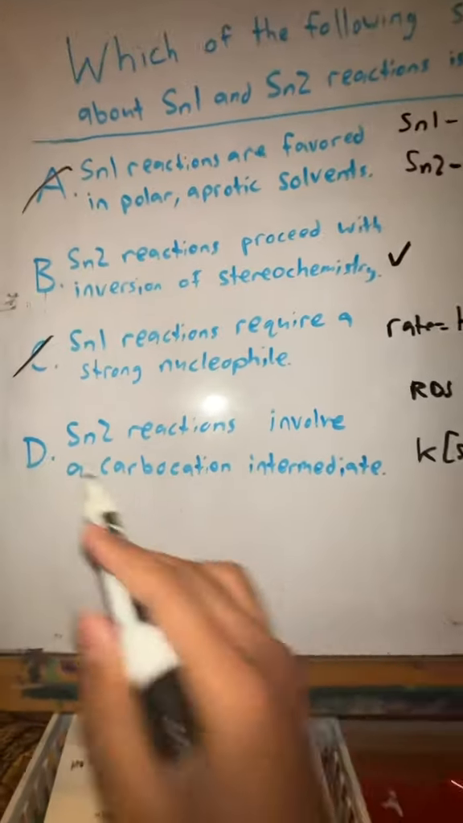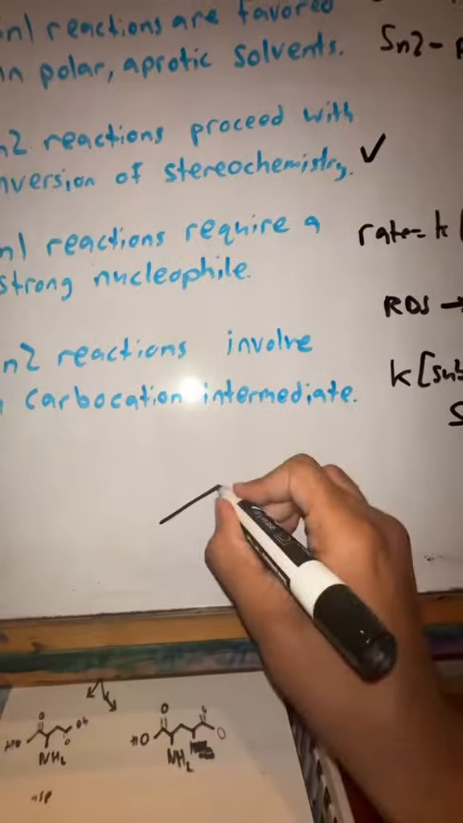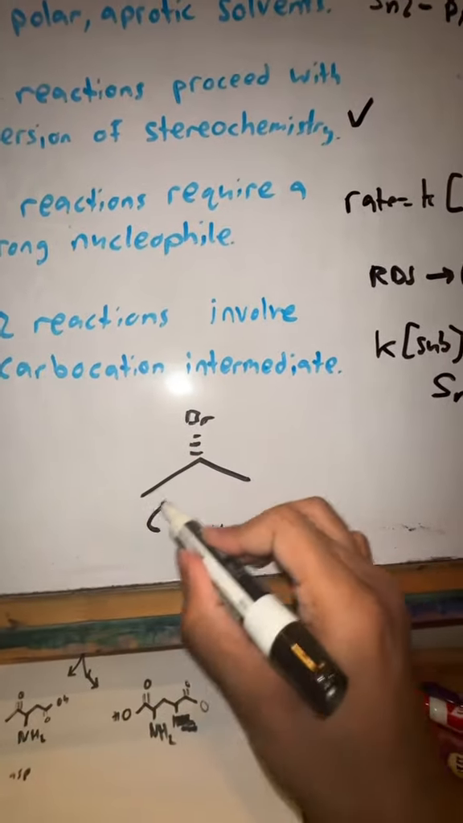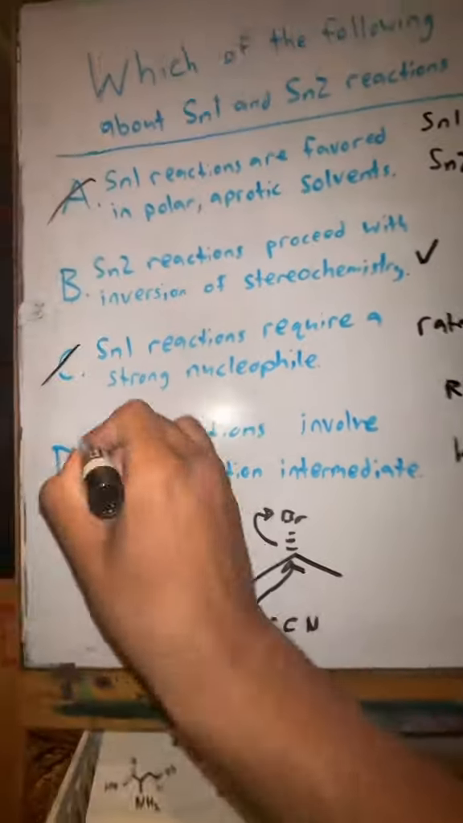Now, the last one, SN2 reactions involve a carbocation intermediate. We already determined that SN1 is what involves this. But once again, the reason why we don't have a carbocation intermediate is because it's all a one-step process, right? It attacks this carbon and kicks out the leaving group in one step. So D is incorrect, leaving us with B.